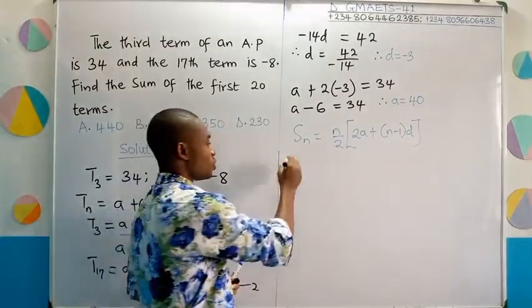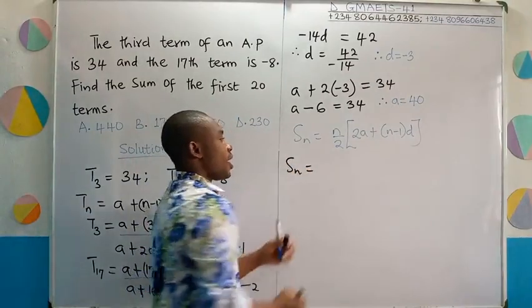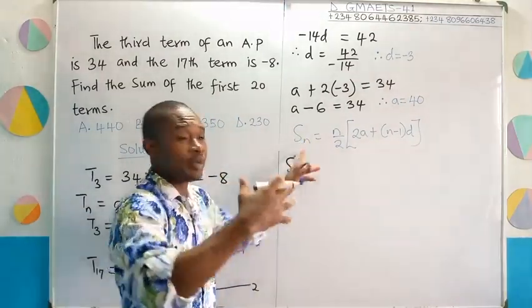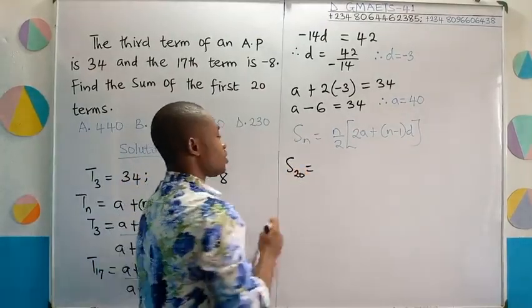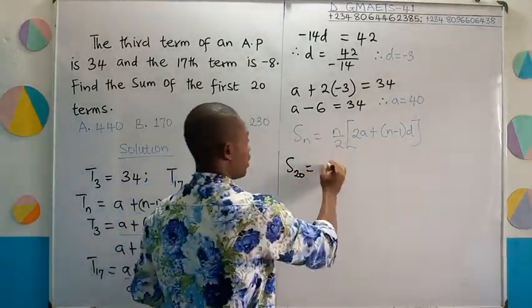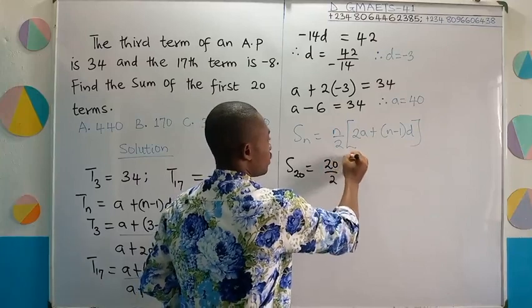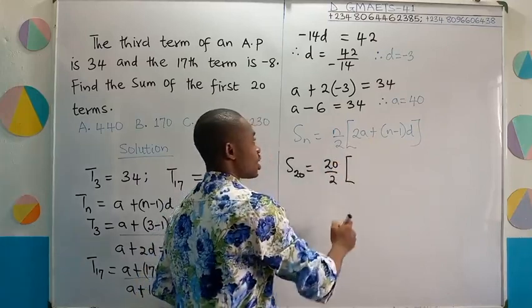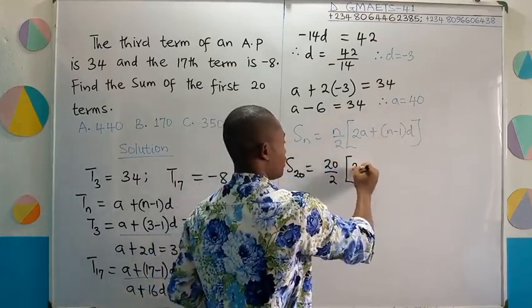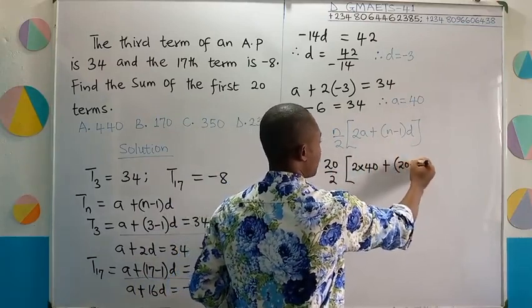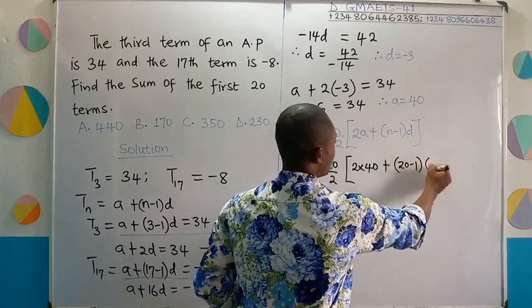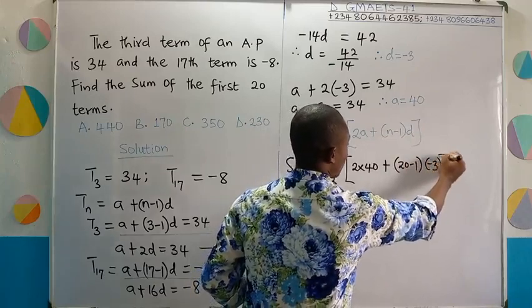So we are going to substitute now. This Sn we are summing for the first 20 terms. So n will be equal to 20. Sum of the first 20 terms. Come over here, 20 over 2. Then we are opening up this bracket, 2 times A. A is 40. Then plus n, which is 20 minus 1, multiplied by the common difference minus 3.